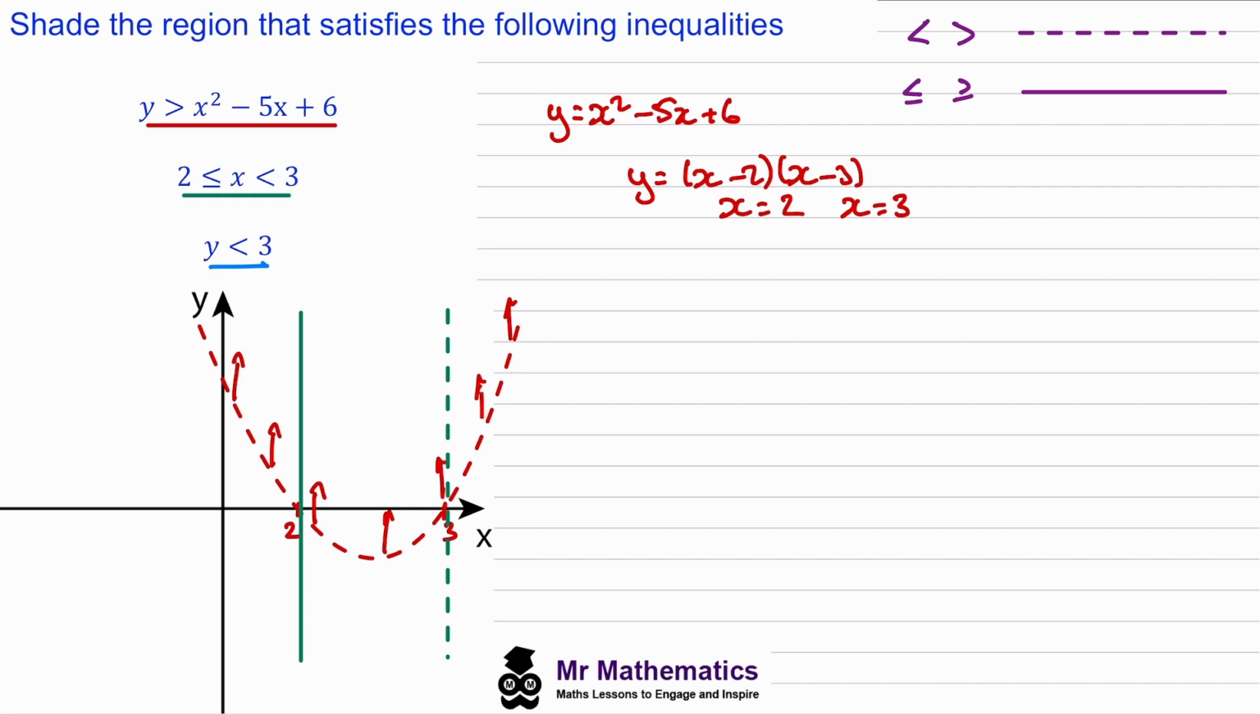And because the region that we're looking for is between these two lines, and our final inequality is y is less than 3, we'll have a horizontal line parallel to the x-axis with an intercept of positive 3. And because it is less than 3, we're looking at below this line. And you can see that this region satisfies all three inequalities. So this is the region that we were asked to find. Okay, let's try one more example.